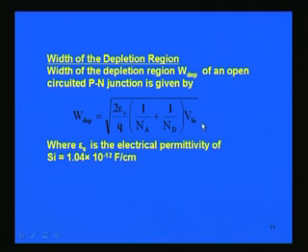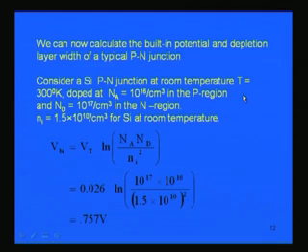If I consider this silicon material, it is 1.04 into 10 to the power minus 12 farad per centimeter. So, now if we know these two expressions, we can find out the typical value of this barrier potential or built-in potential and depletion layer width for a PN junction.